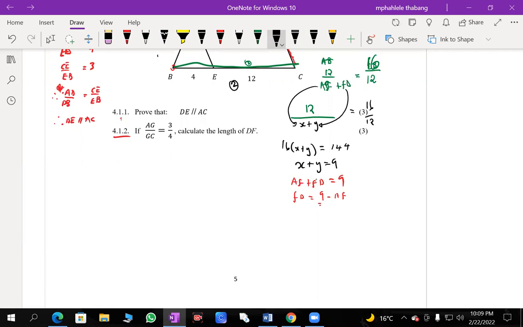Sometimes just say, this is my question 1, and you think of how you can create equation 2. Okay, I see where you want to go. Sometimes I get AF plus FG is 9. Sometimes you say, this is my equation 1. Then you try to make equation 2.